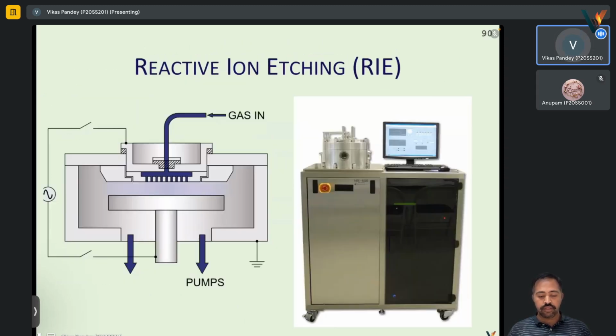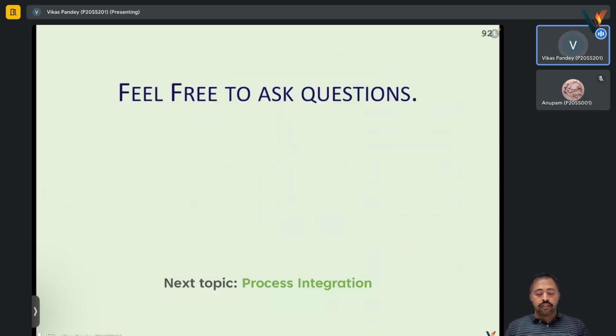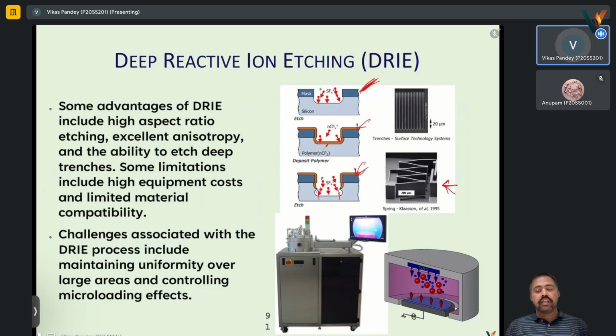So these are some setups that are used, like the reactive ion etching setup and deep reactive ion etching. What happens in deep reactive ion etching is that first reactive ion etching will be done, then a layer of passivation will be deposited, then again reactive ion etching will be done. So it will make it deep. This will keep on happening, and we can see structures like this, where we can make a pillar, or a good trench kind of structure, using deep reactive ion etching. So this is an overview of the processes used in micro and nanofabrication and MEMS technology.